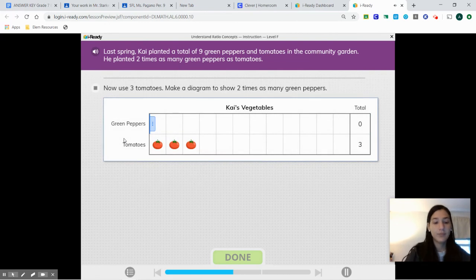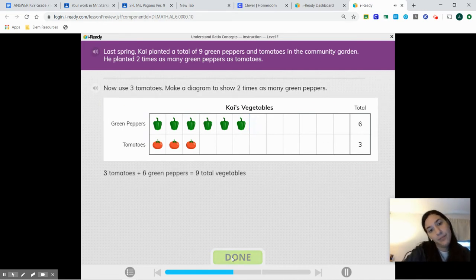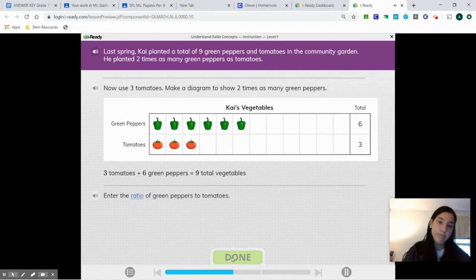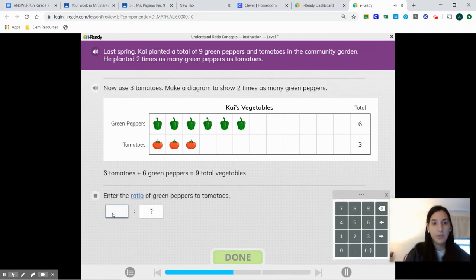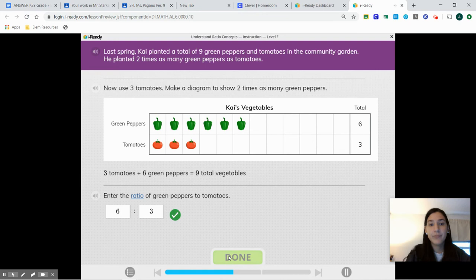Now, use 3 tomatoes. Make a diagram to show 2 times as many green peppers. So 3 times 2 is going to give us 6. And now we see 6 plus 3 is 9. 3 tomatoes plus 6 green peppers is 9 total vegetables. Good. Enter the ratio of green peppers to tomatoes. 6 green peppers to 3 tomatoes. So we have 6 to 3. And we're good.